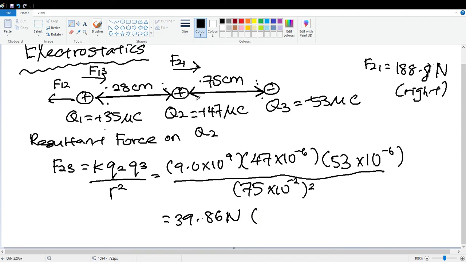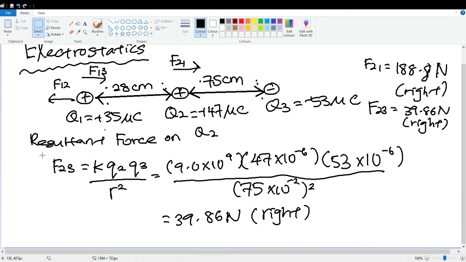So basically, for F23, since both charges are different, the force is attractive. So the force exerted by Q2 is to the right side. Okay, I have found F23, which is 39.86 Newton. So this one is right.